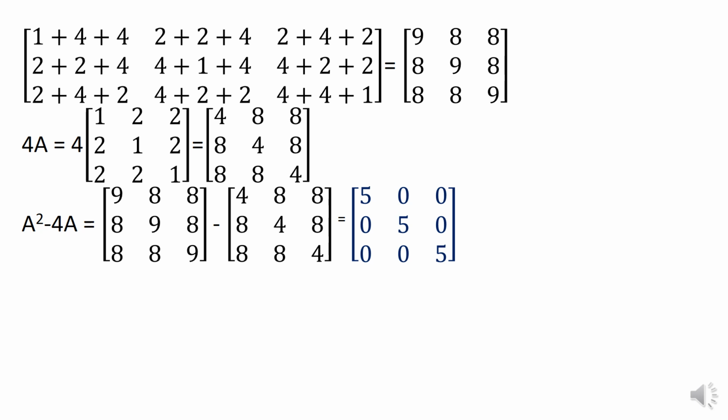Now what do we observe over here? We observe that in the answer matrix, the diagonal elements are equal. That is, the diagonal elements, we have got 5 over here. The diagonal elements are equal and the non-diagonal elements are 0. Such a matrix is a scalar matrix. Thus, A square minus 4A is a scalar matrix.